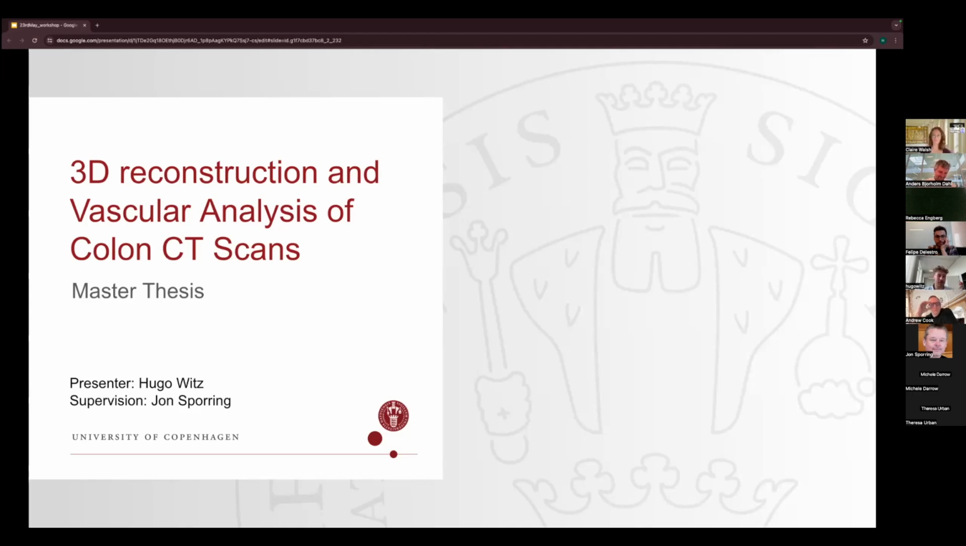So yes, I'm not actually a PhD student. I'm a master's student from EPFL, and I'm doing my master's thesis here at the University of Copenhagen under the supervision of Jannis Schaeper. And I'm working on the 3D reconstruction and vascular analysis of colon CT scans.